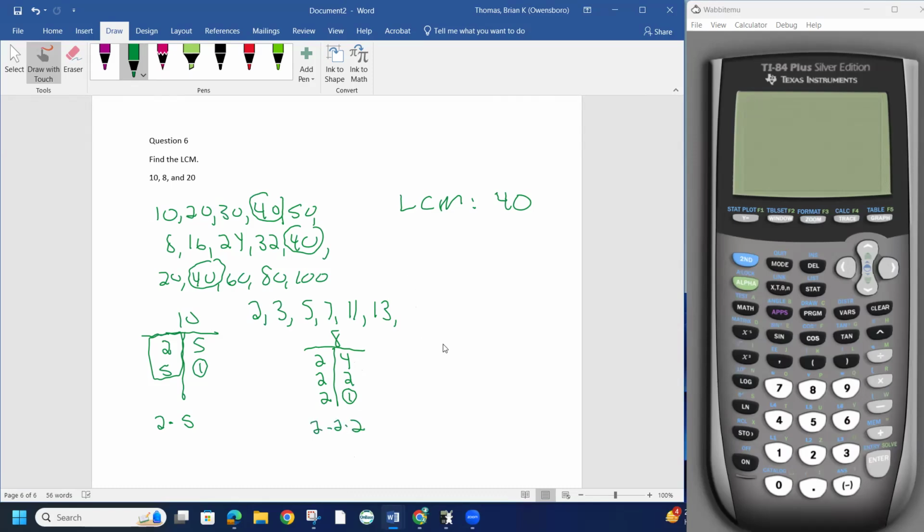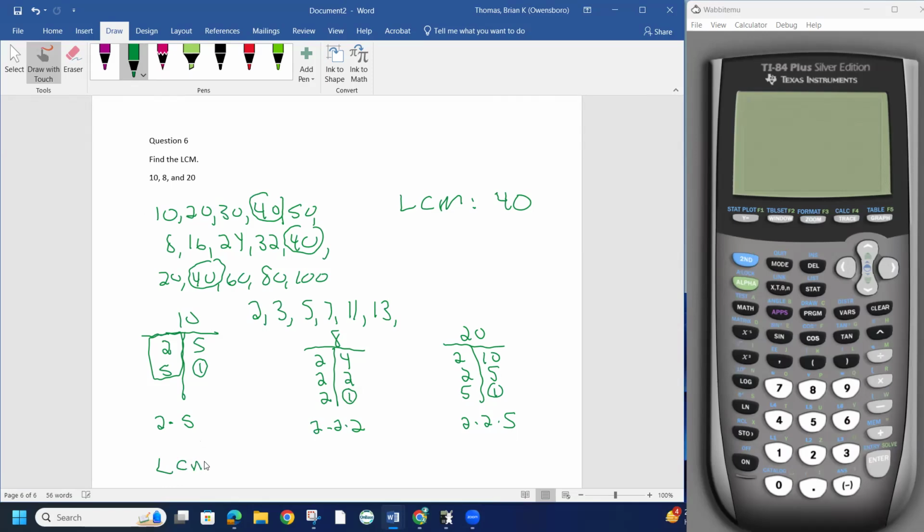And then we have a 20. Again, 2 goes into 20 10 times. 2 goes into 10 5 times. But notice how 5 is prime, so 5 goes into 5 one time. So 2 times 2 times 5 would be my prime factorization of that.